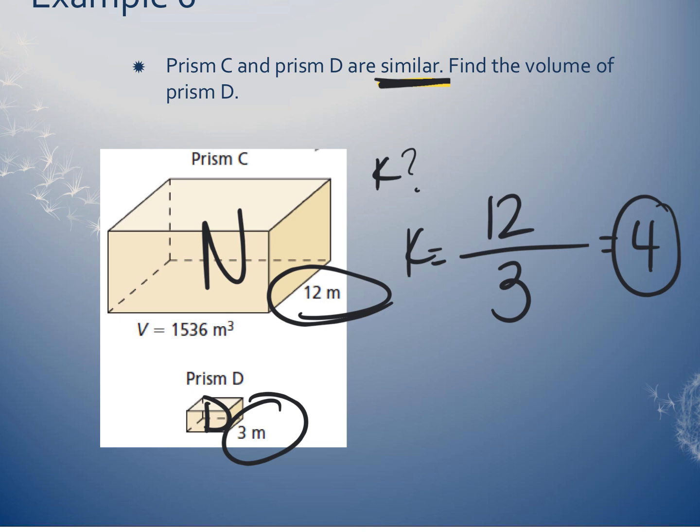What else could you have gotten for the scale factor if you reverse the figures? 1/4. Don't be alarmed if your scale factor is 1/4. You just mixed up the N and the D. As long as you're consistent, you'll get the same answer.